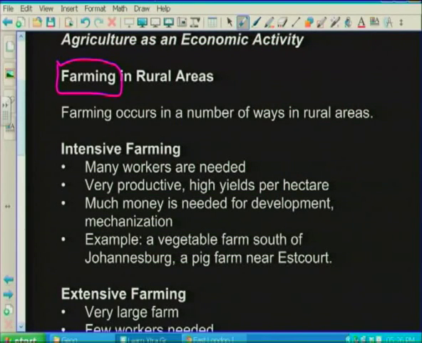But if we look at farming as a particular case study of primary activities in the economy, there's 2 ways that farming happens. Either intensively, which means there's many workers, very productive, high yields per hectare. There's a lot of money going into the development, and the farmer uses a lot of machinery. This word mechanization here means machinery. So, for example, a vegetable farm in the south of Johannesburg or a pig farm near Escort in KwaZulu-Natal, that would be an intensive farming practice where they are very intensively using the land.